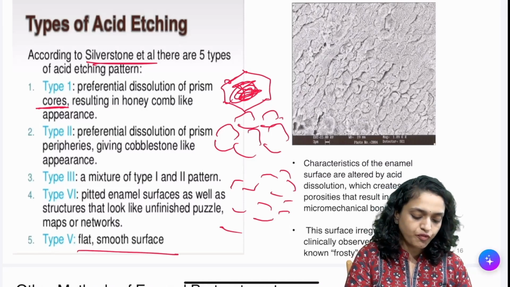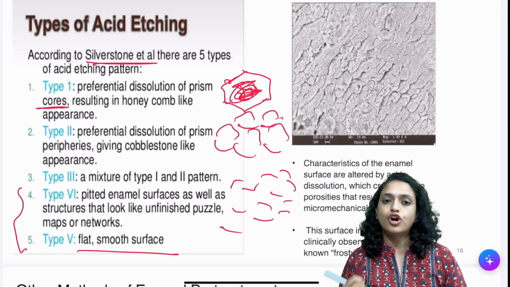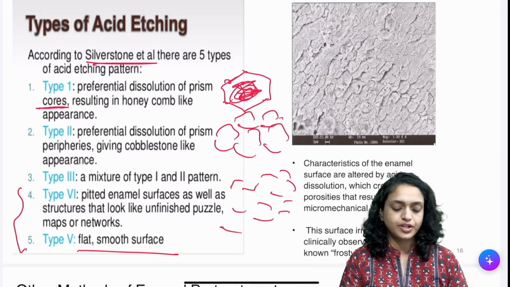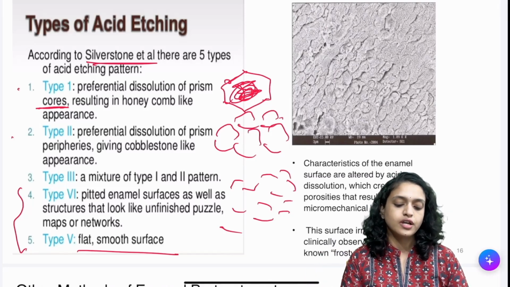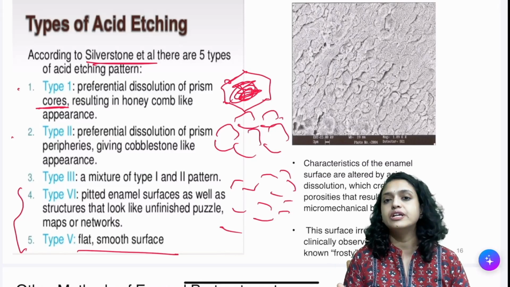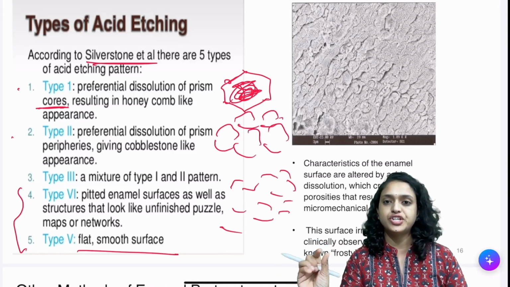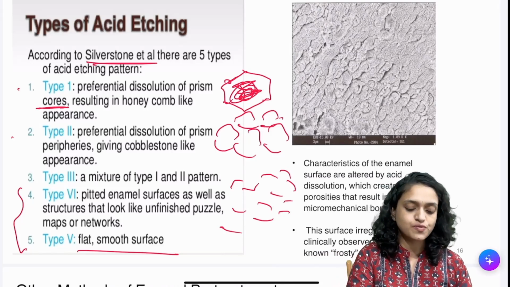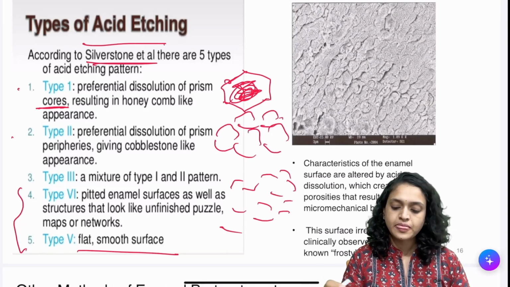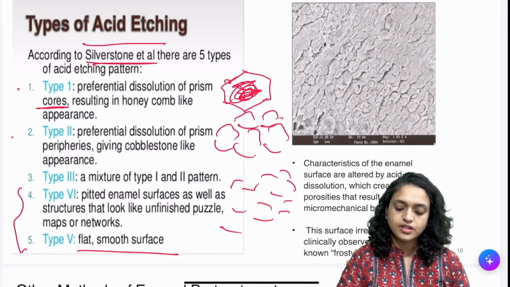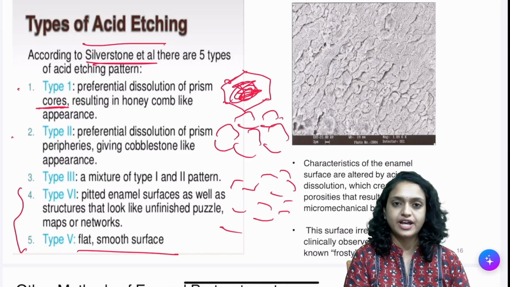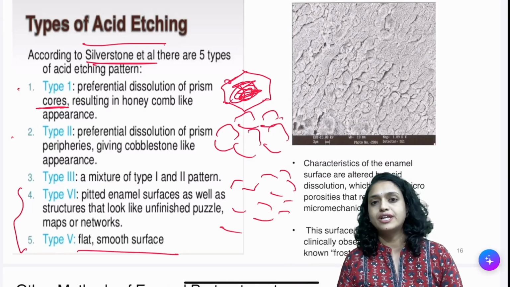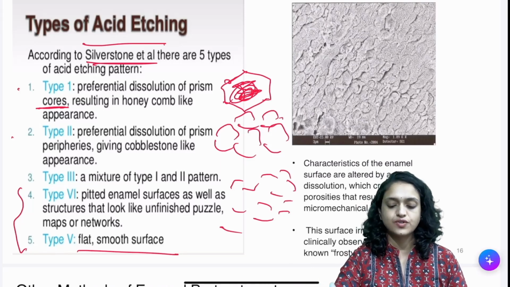Generally, type 4 and type 5 are not preferred for enamel bonding in orthodontic treatment. Type 1 and type 2, or the honeycomb appearance, are generally preferred as the ideal etching pattern for enamel. This classification was given by Silverstone. This surface irregularity you can see microscopically is seen intraorally as a frosty white appearance, as you can see in this image.